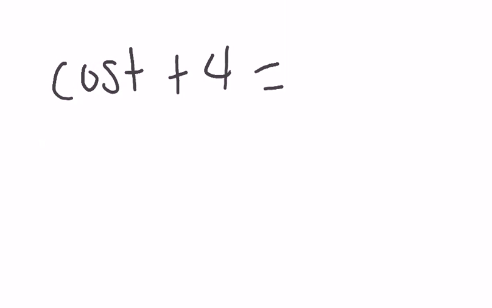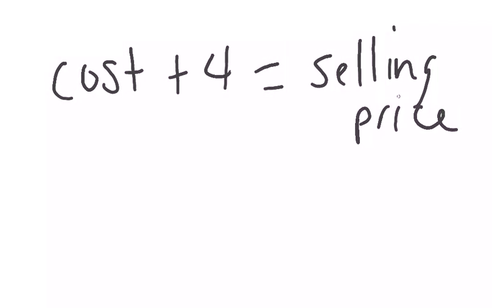Next problem, a merchant adds $4 to his cost to determine his selling price. What is the rule? So it says he adds $4 to his cost. So cost, however much it costs him to make his product, plus $4 is his selling price. So this would be his basic rule.